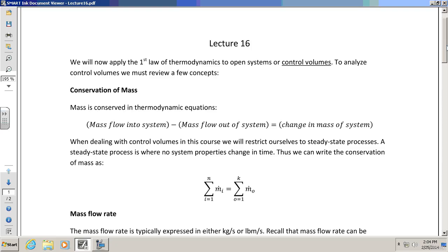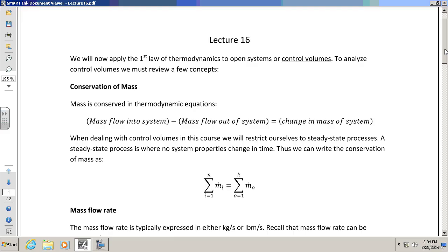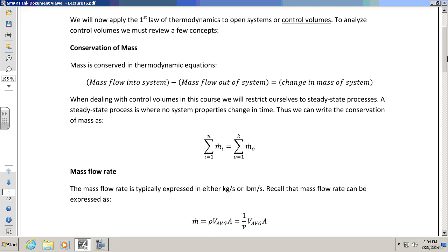Okay. And so to analyze control volumes, we have to review a few concepts. Some of this stuff really isn't new. I don't think it's that confusing, but it's very important. That's why we want to make sure we get that clear. First of all is conservation of mass.